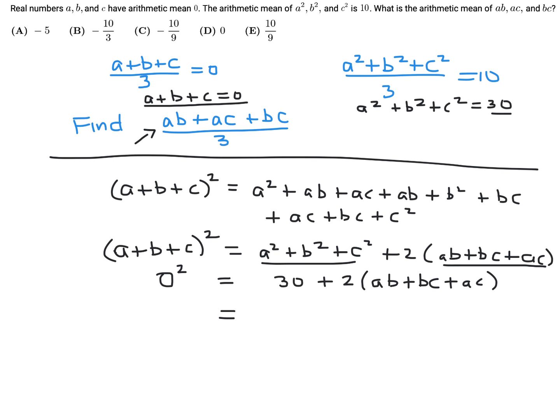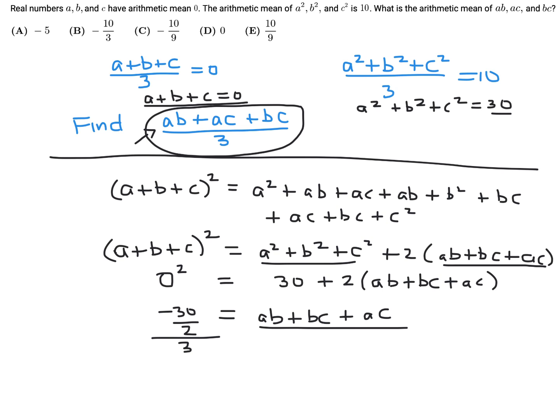Okay, so now when we solve this, it looks to be like minus 30 over 2 is your AB plus BC plus AC. And then they want you to divide it by 3 because they want the mean. So no problem. If we divide through by 3, this over 3, this over 3, it basically becomes minus 30 over 2. Invert and multiply. So that is minus 30 divided by 6, that's negative 5. So negative 5 is the answer, and that would be A.